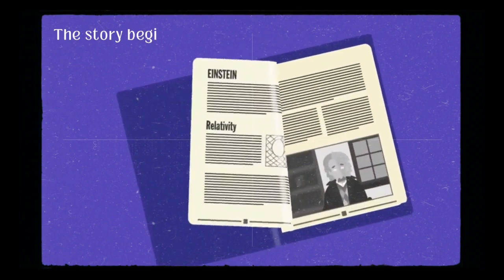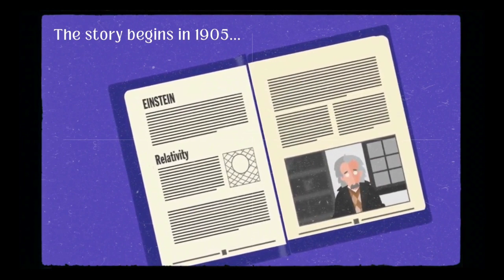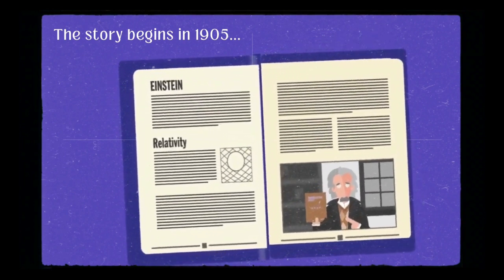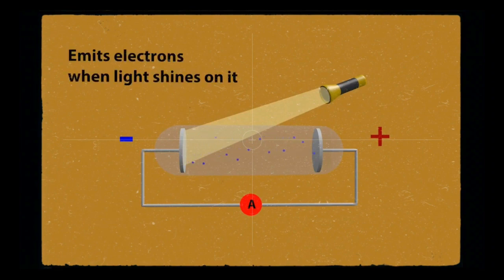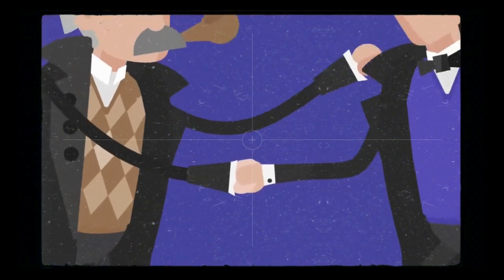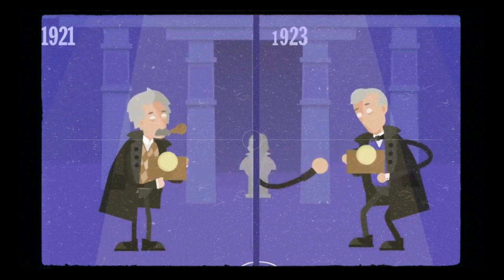The story begins in 1905 when Albert Einstein unveiled his groundbreaking explanation of the photoelectric effect, and this phenomenon, which occurs when light shines on a material and electrons are emitted, sparked a revolution in physics. Einstein's work on the photoelectric effect earned him the Nobel Prize in Physics in 1921.